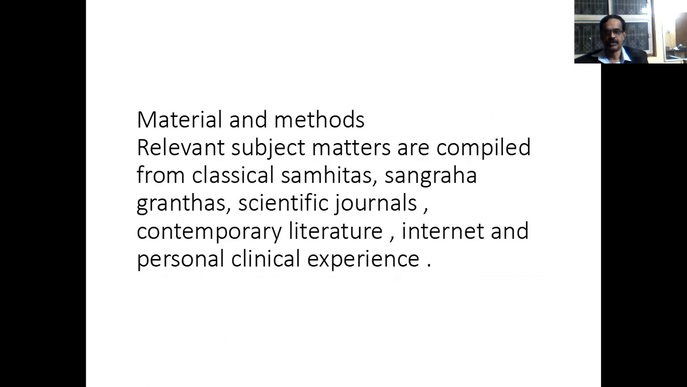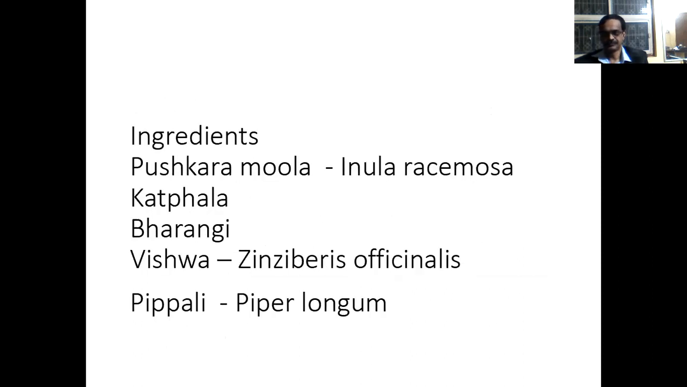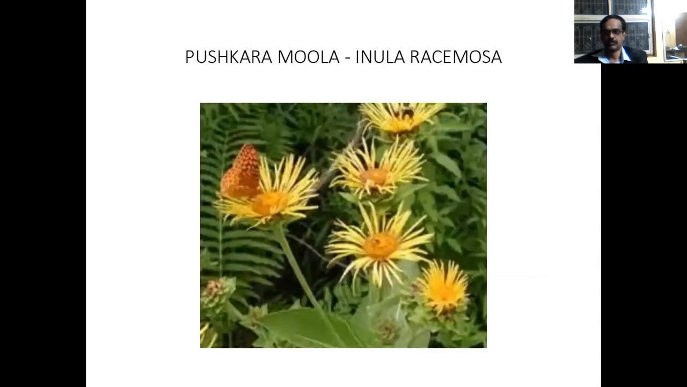The materials and methods: relevant subject matters are compiled from the classical samhitas, Sangraha Granthas, scientific journals, contemporary literature, internet, and personal clinical experience. The agents are Pushkaramula, Inula racemosa, Katphala, Barangi, Clerodendrum serratum, Vishwa, Zingiber officinale, and Pippali, Piper longum. So this is the Pushkaramula. The mula is used, which is a bronchodilator, expectorant and mucolytic also.